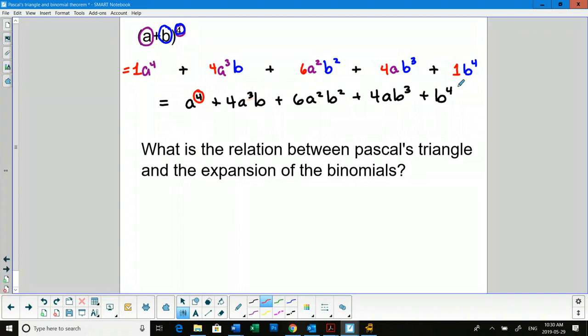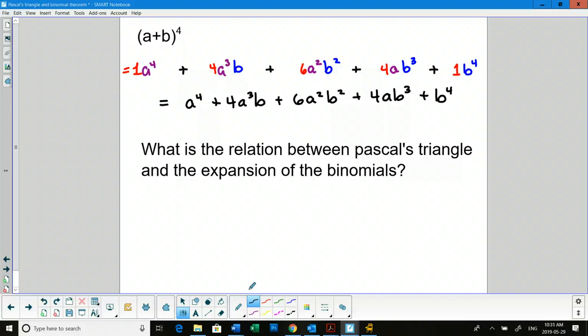Before you do any exponent laws or anything like that, if the expression is more complex, the exponents that you initially expand by will all add up to 4. There'll be combinations that add to 4. Okay, so the relation between our Pascal's triangle and the expansion of our binomials.